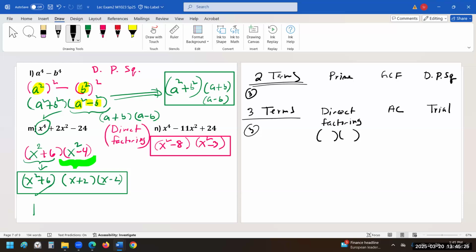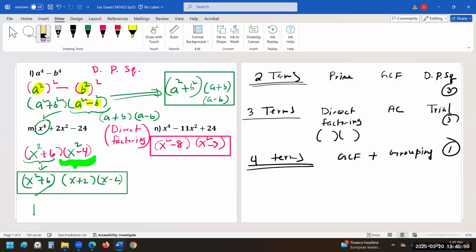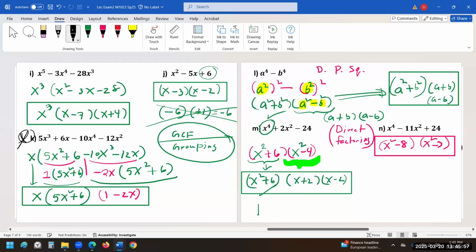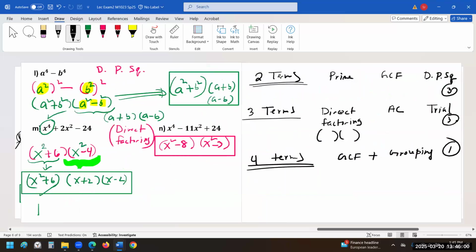Then we see 4 terms. 4 terms has GCF plus grouping. So one question, either only grouping or GCF plus grouping. Actually, let me write down the numbers here instead of here. 4 terms: 1, 2, 3, 4. You have 4 terms.